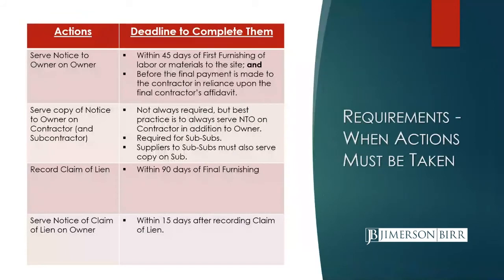This is a handy table to tell you the steps you have to take to perfect your lien rights and when you have to do it. The notice to owner, you know, within 45 days of first furnishing. You have to serve that on the owner, but as a sub-sub or a supplier to a sub-sub, you have to provide a copy to the contractor. I suggest that you just make that a matter of course, make that your normal practice, that your NTO goes to the owner and the prime contractor.